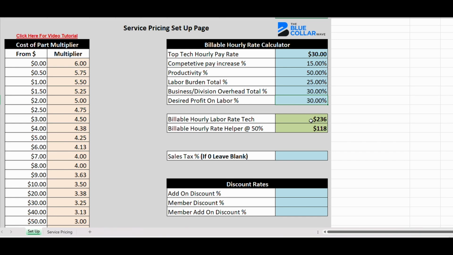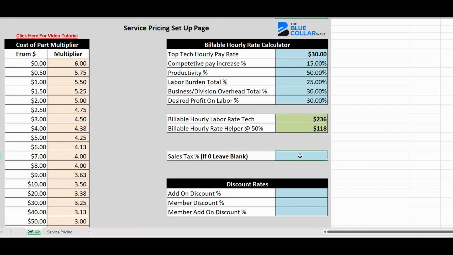So what will happen is you will see here that it will come up with a billable hourly rate for your primary service technician, your service tech. So a billable hourly rate of $236 per billable hour. If you have a helper, it defaults to 50% of that, which will be $118. Not much you can do to change that.